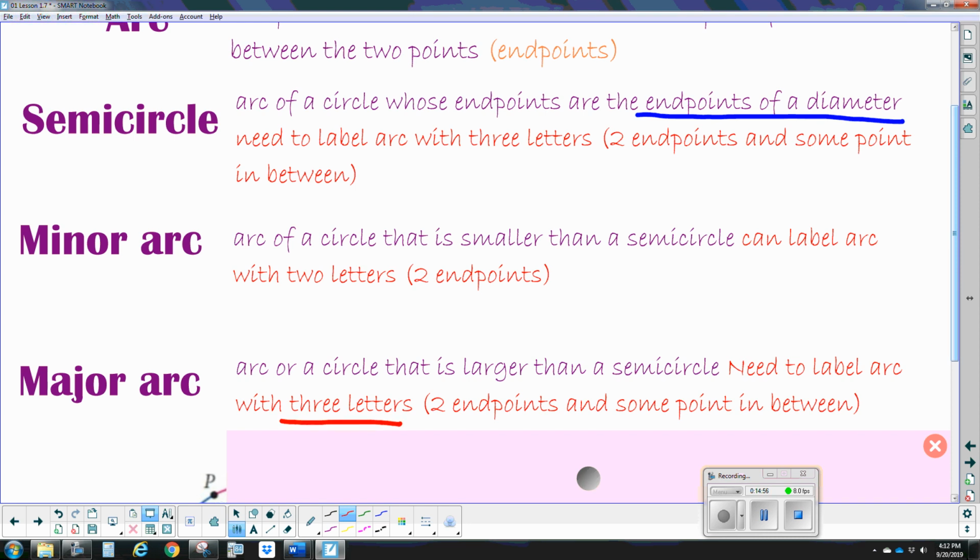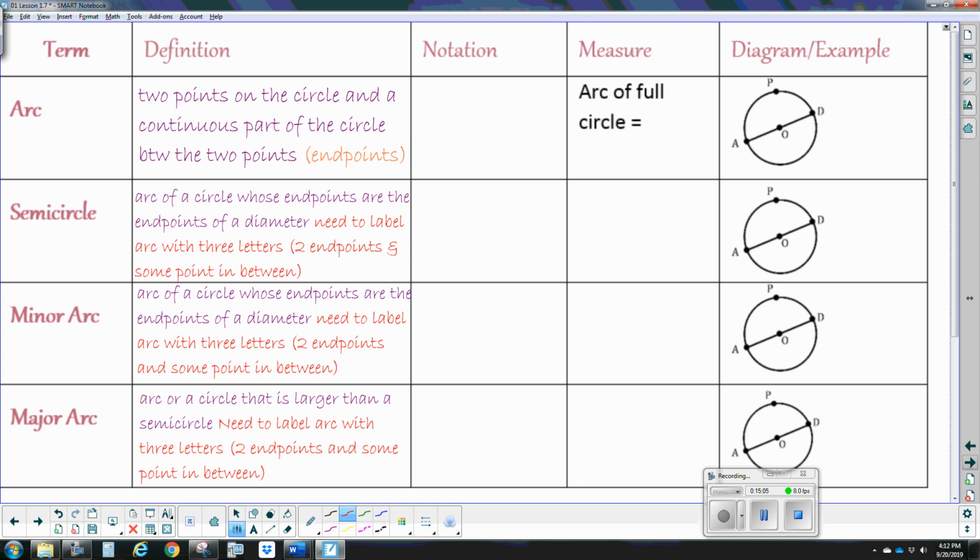Okay, so two endpoints of the major arc, and then some point in between. Okay, so your definition sheet looks something like this. An example of notation for an arc, and it can be any arc. So this is an example of a minor arc. Okay, so notation might be arc PD, or I might say this arc, and I would call that arc PAD. Okay, so I'm still using the endpoints.